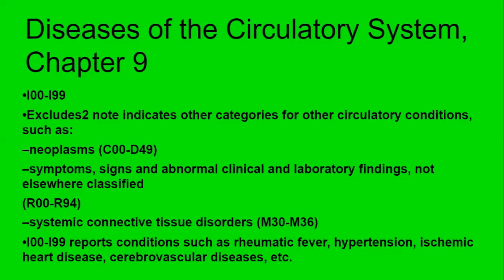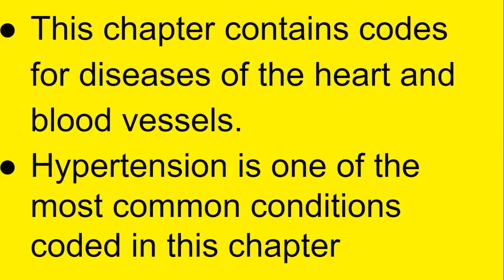Now, we already had one coding scenario where we had to really look for abnormal, remember the abnormal cardiac monitor? I can't remember what test we had, but that's where it was found, in those R00 through R94. Systemic connective tissue disorders is M30 through M36. I00 through I99 reports conditions such as rheumatic fever, hypertension, ischemic heart disease, cerebrovascular disease, etc. This chapter contains codes for diseases of the heart and blood vessels. Hypertension is one of the most common conditions coded in this chapter.